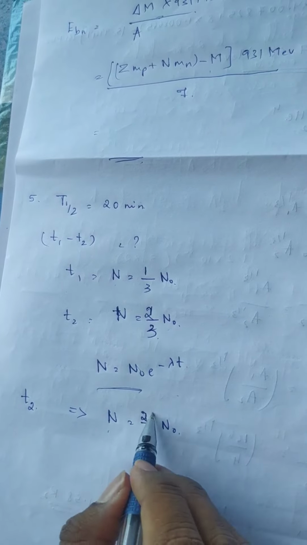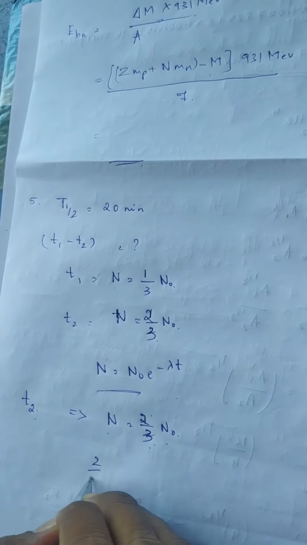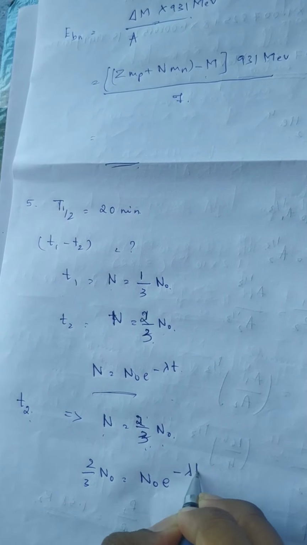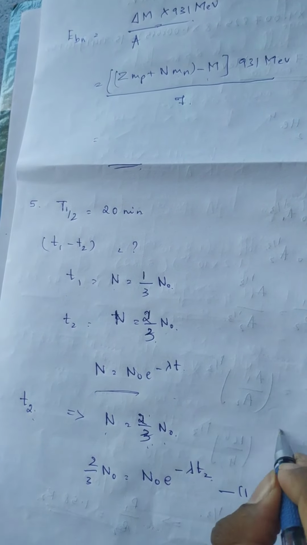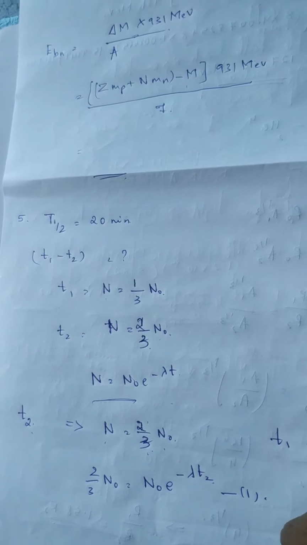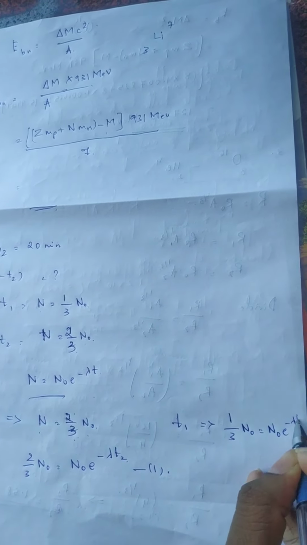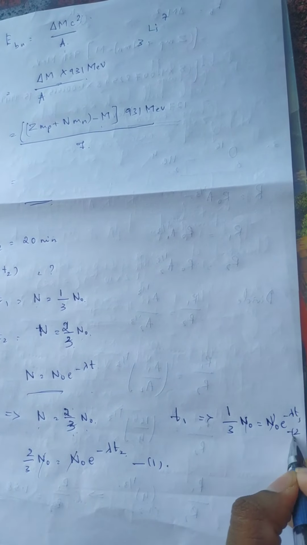N is nothing but 2/3 N naught when t is equal to T2. Therefore, 2/3 N naught is equal to N naught e to the power of minus lambda T2, right? Let us take this as equation 1. In case of T1, what happens? 1/3 N naught is equal to N naught e to the power of minus lambda T1. So here N naught cancels on both sides, and let us take this as equation 2.